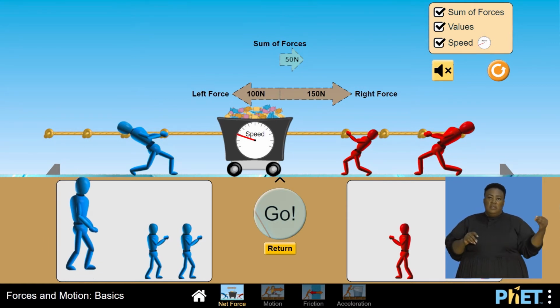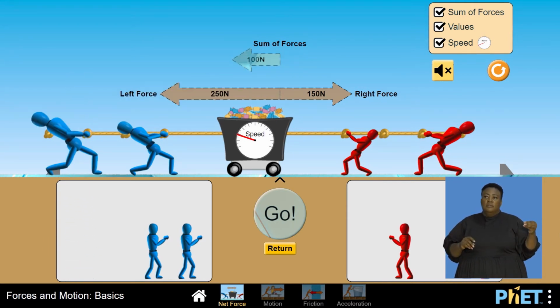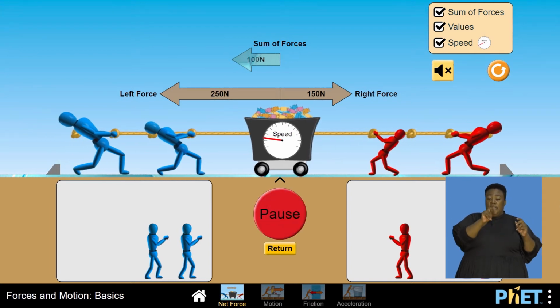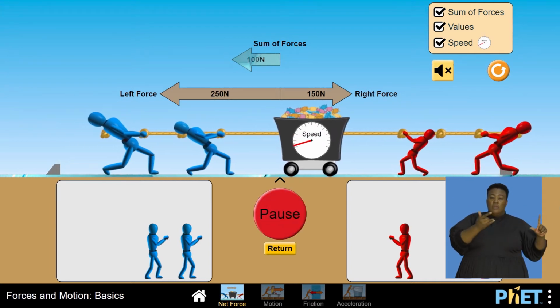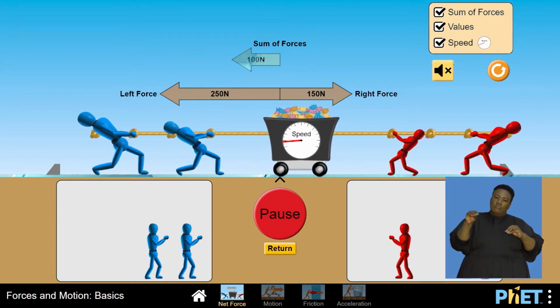Let's add someone over there. Okay, so now I've added to the left. So we knew it was accelerating to the right because that's where the net force was. Now I've made it so the net force is to the left. Watch. It's going to go slower and slower and slower while it's going to the left and then change direction and go to the right.